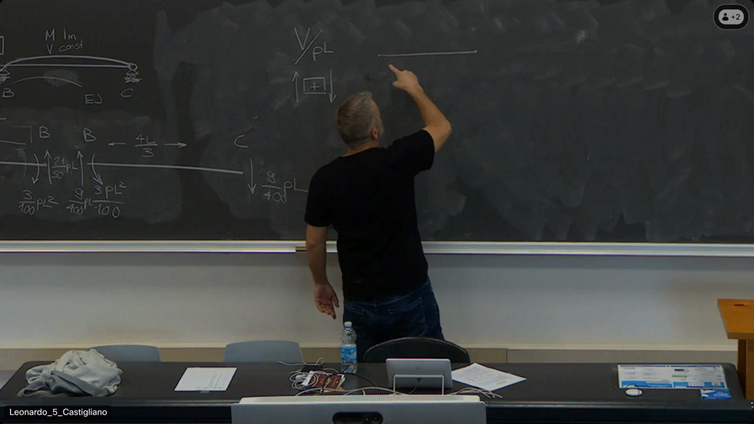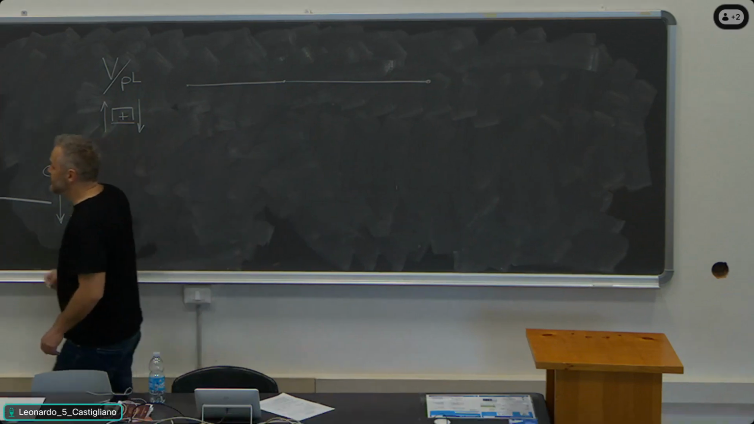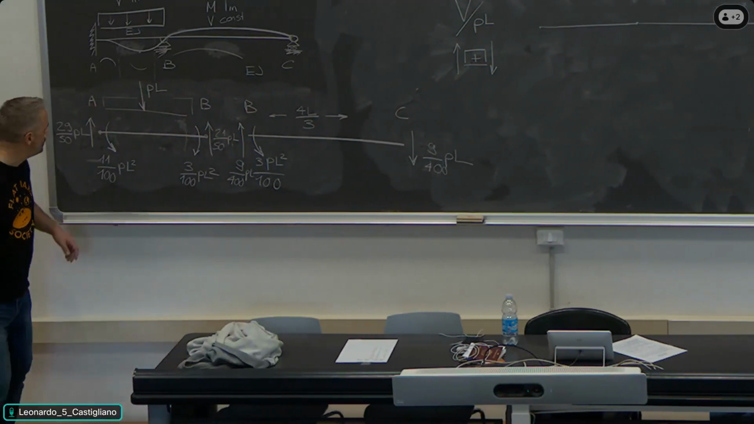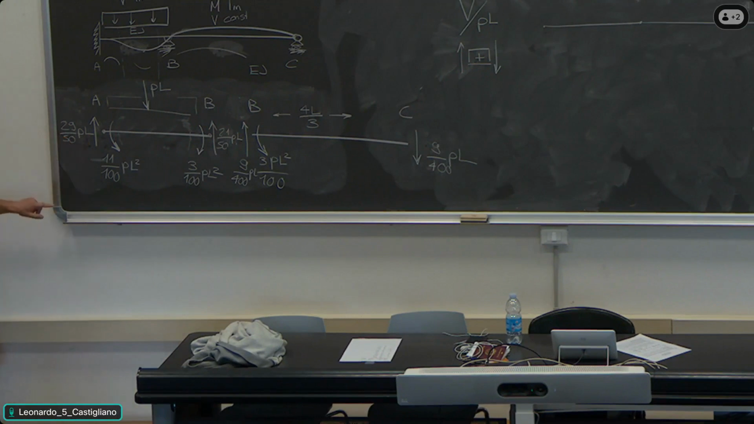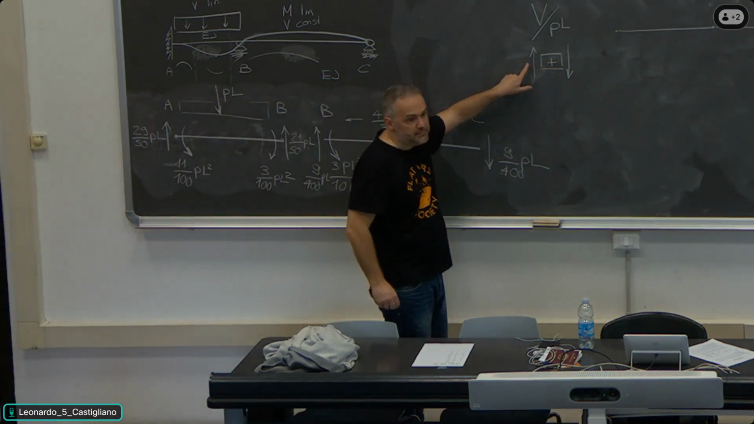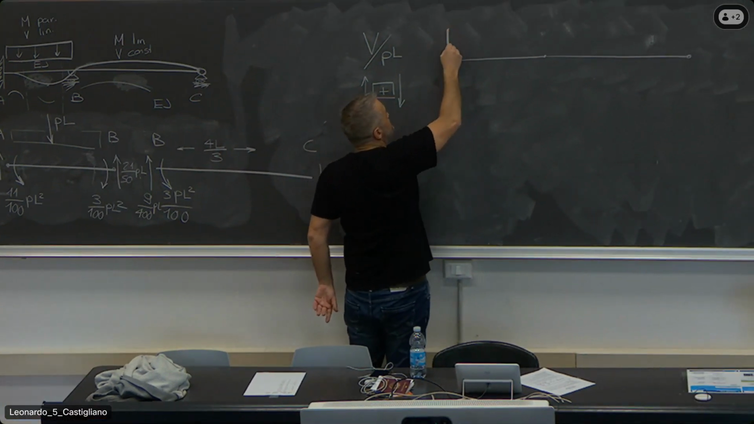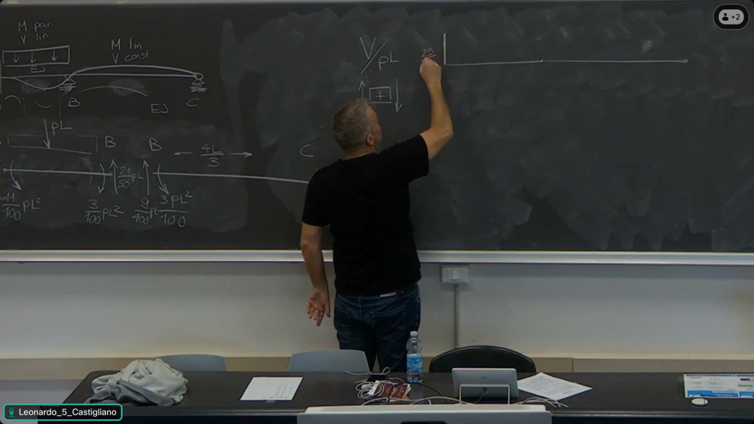First span, L. Second span, 4L divided by 3. Let's immediately apply the convention. Here, what is the shear force? 29/50, okay? It's the left end of the first span. We are at the left. It's upwards. Left upwards means positive. 29/50.